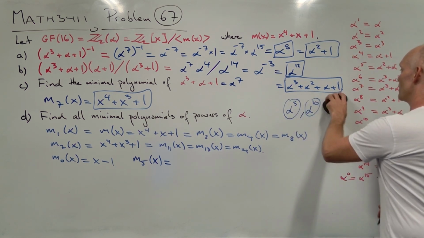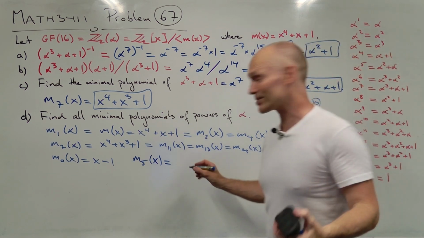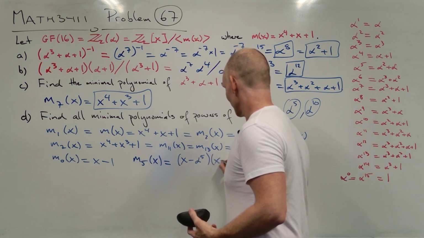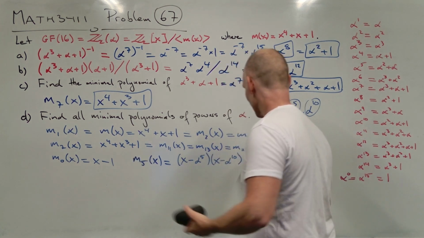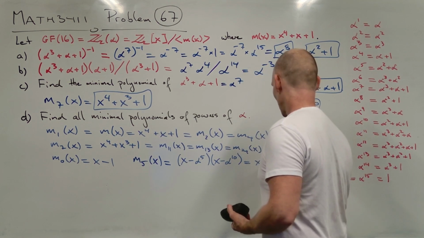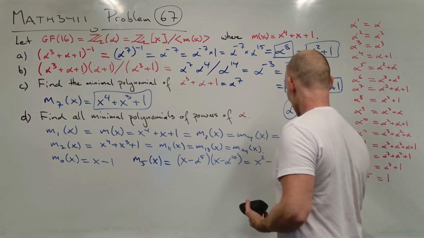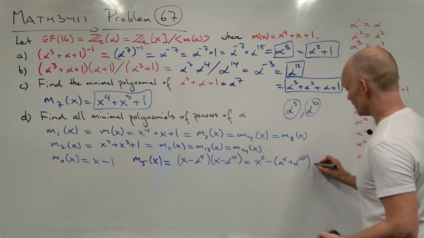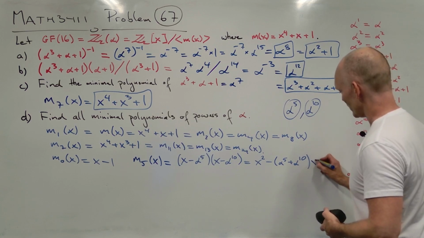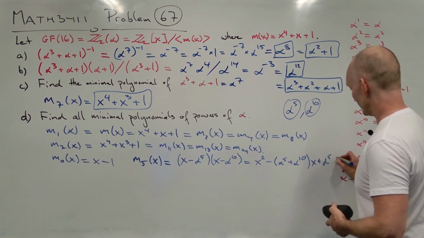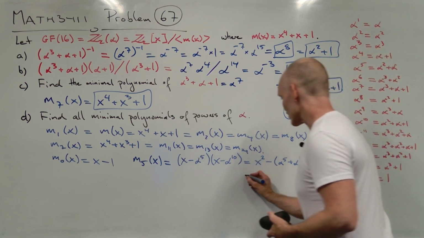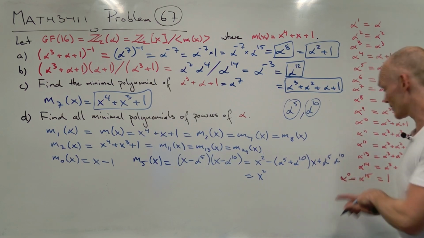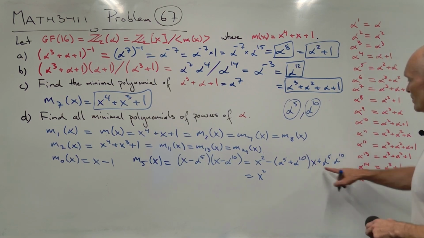So we could be clever or whatever, but we could also just say this is equal to x minus alpha to the power of 5 times x minus alpha to the power of 10, and just expand. That's x squared minus alpha to the power of 5 plus alpha to the power of 10 times x plus alpha to the power of 15, which is 1. I'll just write that up though. Plus alpha to the power of 5 times alpha to the power of 10, which is equal to x squared. And this term here was alpha to the power of 15, which is 1, so that's going well.